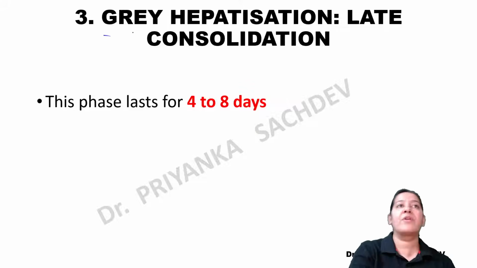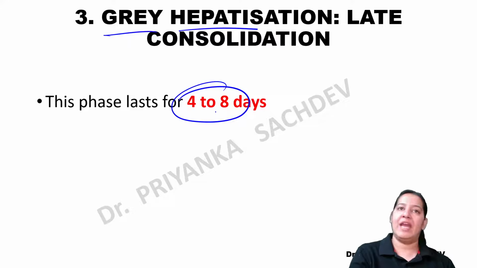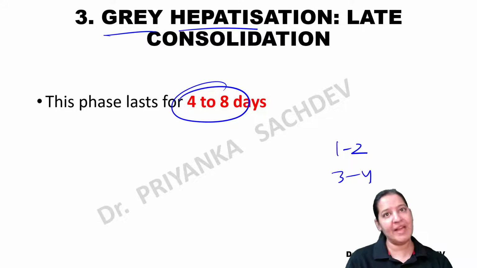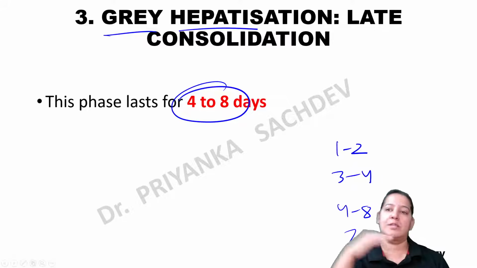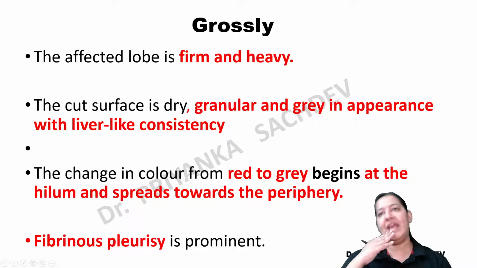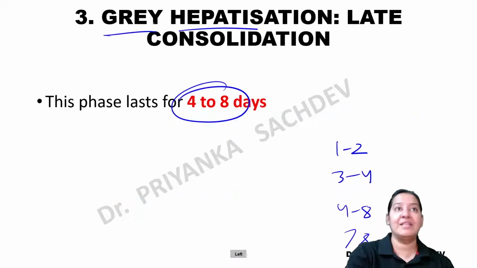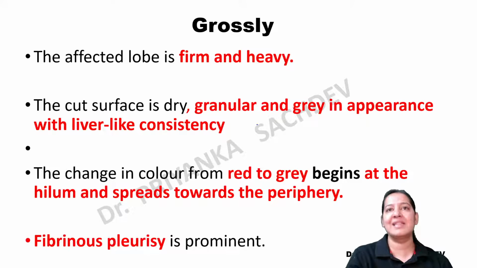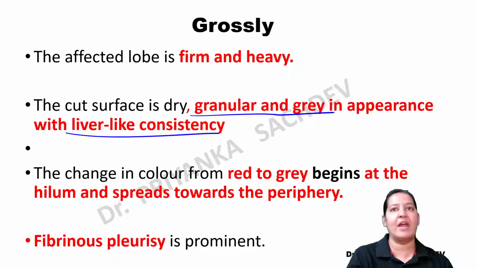The third stage is gray hepatization, day 4 to day 8. Day 1 to 2 was the stage of congestion. Day 3 and 4 red hepatization. Day 4 to 8 is gray hepatization, and day 8 onwards is resolution. Right? Again, gray hepatization. Now the color is gray, but the lung is like liver only. It has liver-like consistency. It is dry, granular, gray in color.